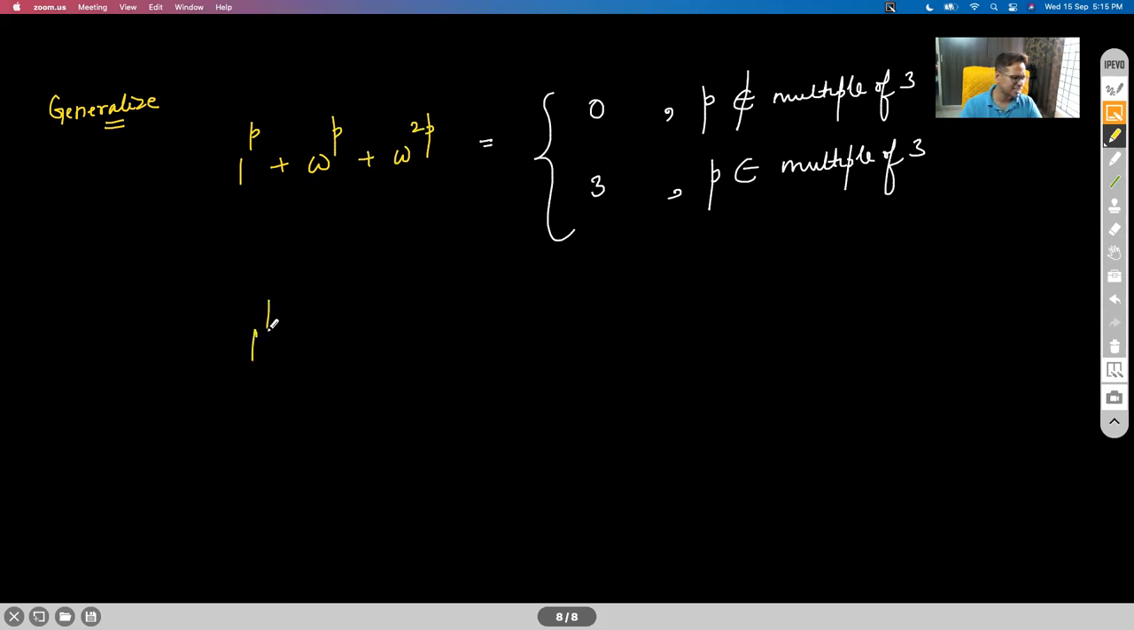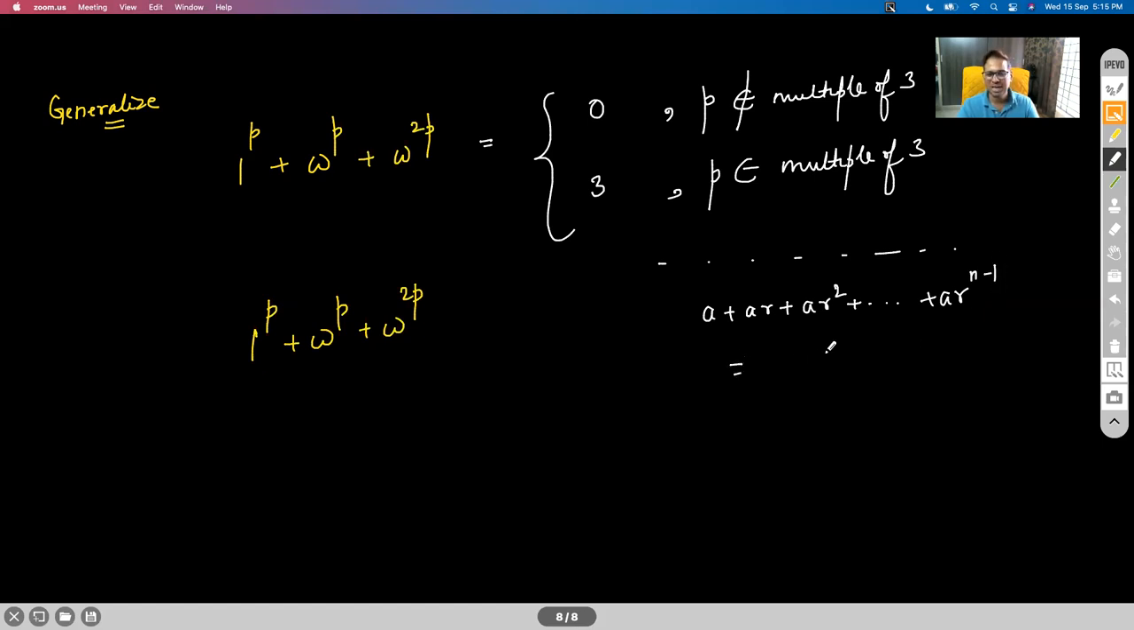Now, here the trick is very simple. Again, we all have learned our GP. Even if you have not learned your GP, you definitely have seen the formula in the past, right? Without GP also I can solve it, but let's use GP if you know it. This is a geometric series. I'm sure most of you would have already started sequence and series in your school as well. And the sum is this, isn't it? We all know this. So treat this as a GP whose first term is 1, common ratio is omega to the power p, number of terms are 3.